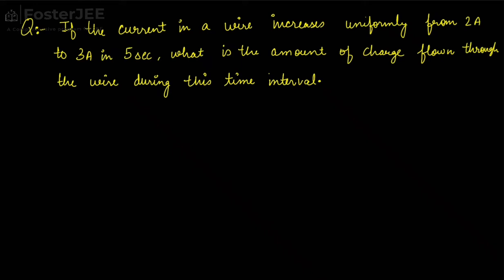Now in the last lecture also, we have seen that many times in the question there will be given words like physical quantity is increasing uniformly or at a constant rate or else linearly. And I have suggested you that in such cases, always try to write the equation of line. So increases uniformly from 2 to 3 means there will be a linear relation. Let's see how we will tackle this problem.